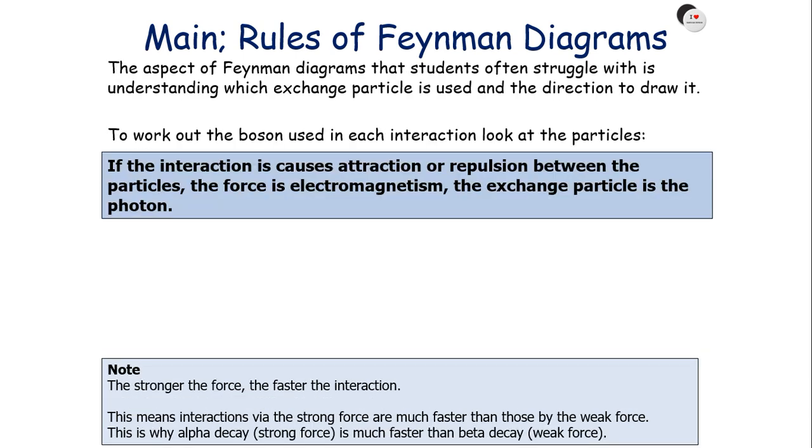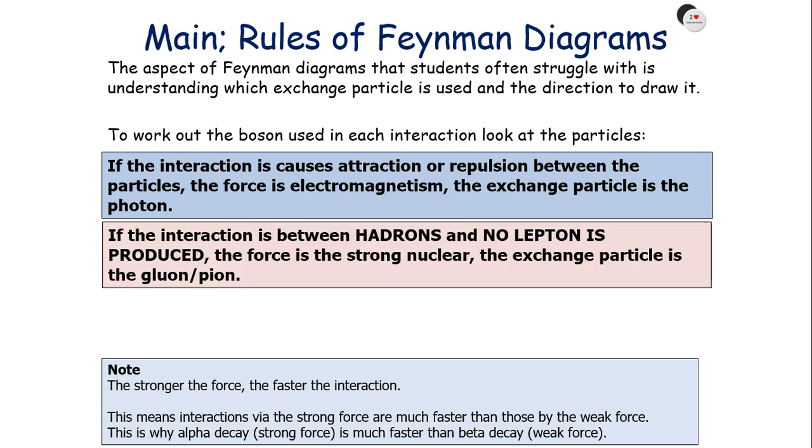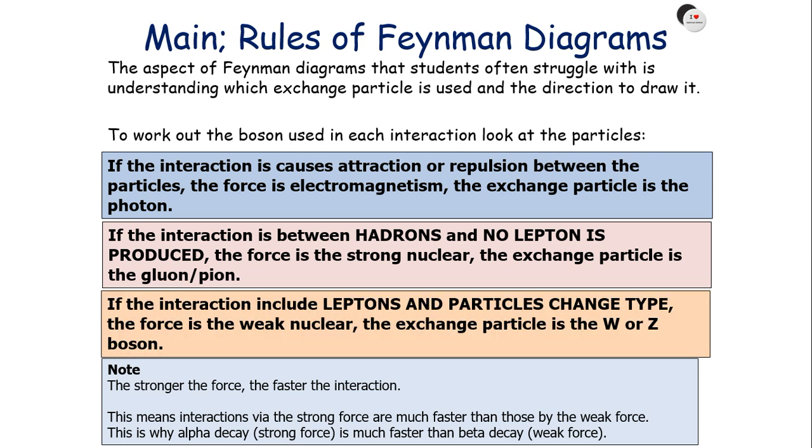Now, if an interaction is caused by attraction or repulsion, the force is electromagnetism, so the exchange particle must be the photon. If the interaction is between hadrons, things made from quarks, and there are no leptons, things not made from quarks, the force must be the strong nuclear interaction, so the exchange particle is the gluon, or the pion. And if the interaction includes leptons and the particles change type, then the force must be the weak nuclear interaction, so the exchange particle is a W or a Z. Now, a lepton is a particle that's fundamental, it's not made from quarks. An example of this is the electron.